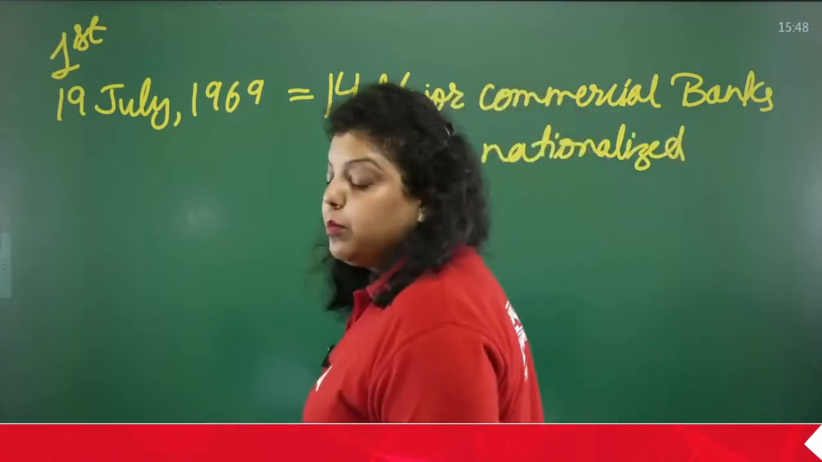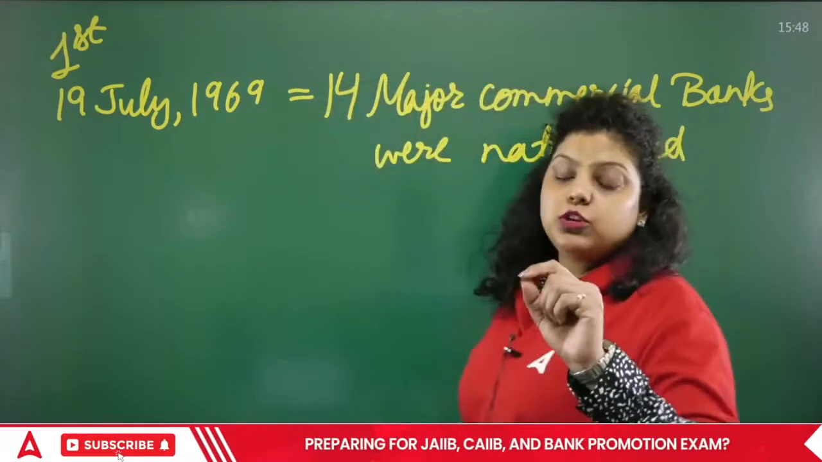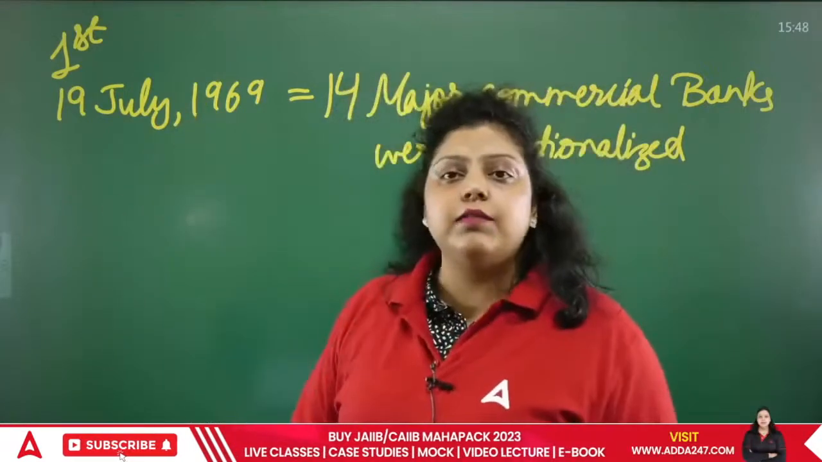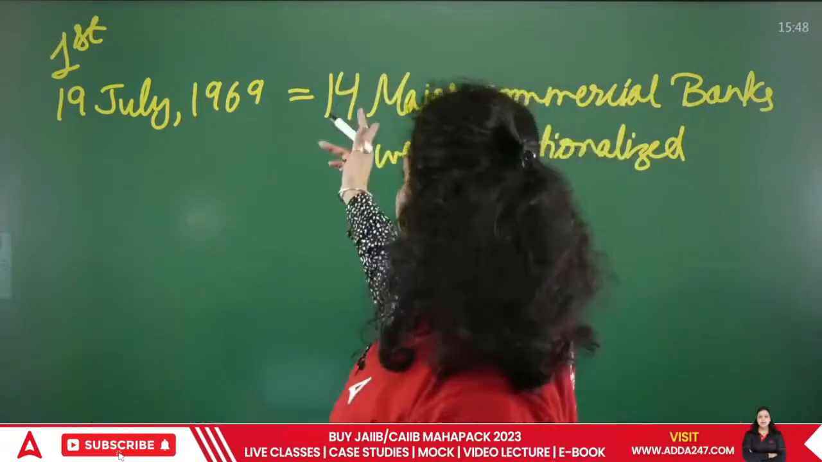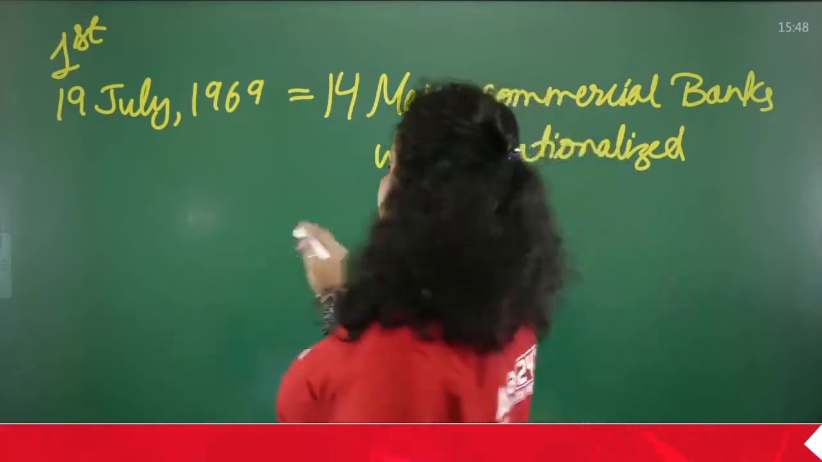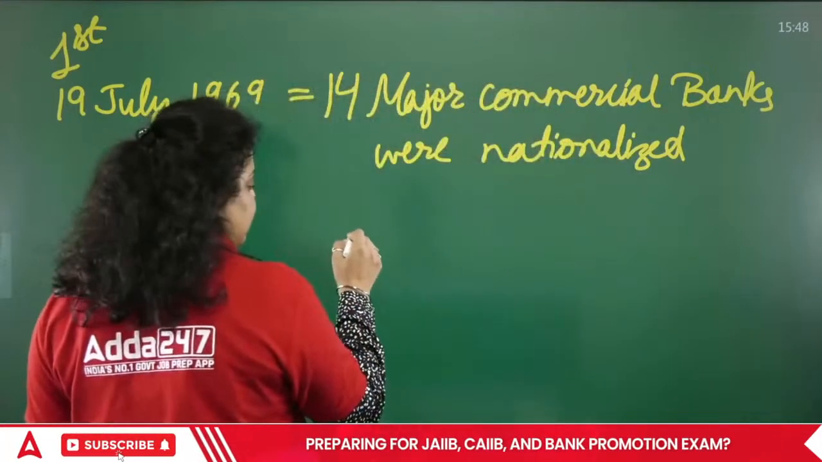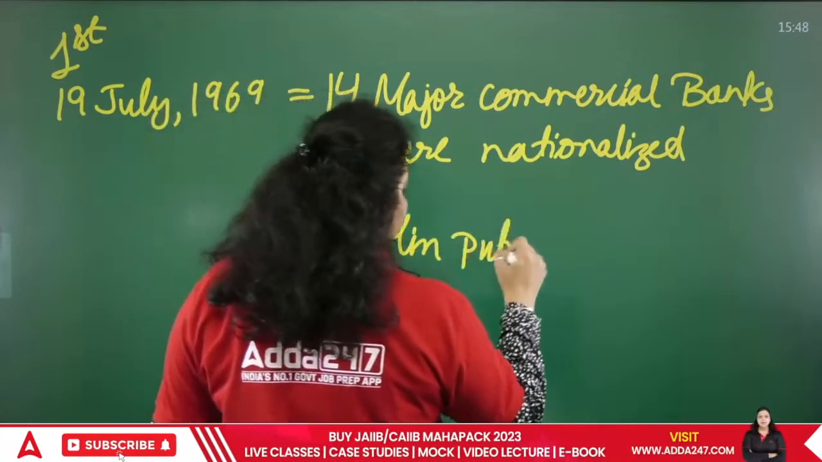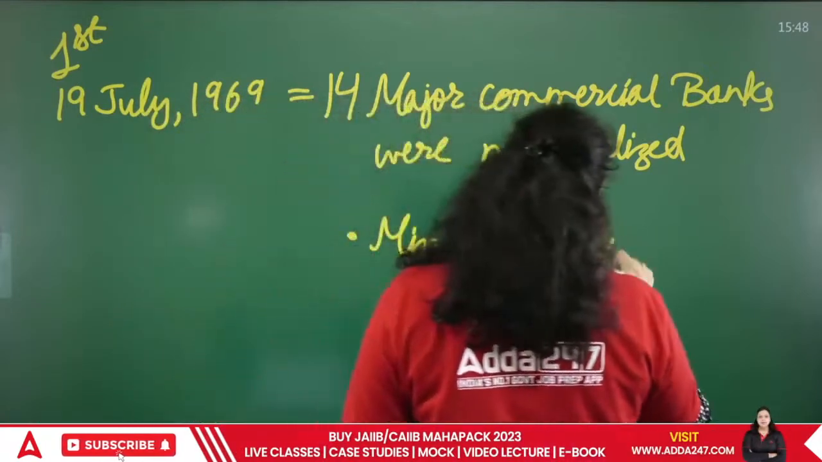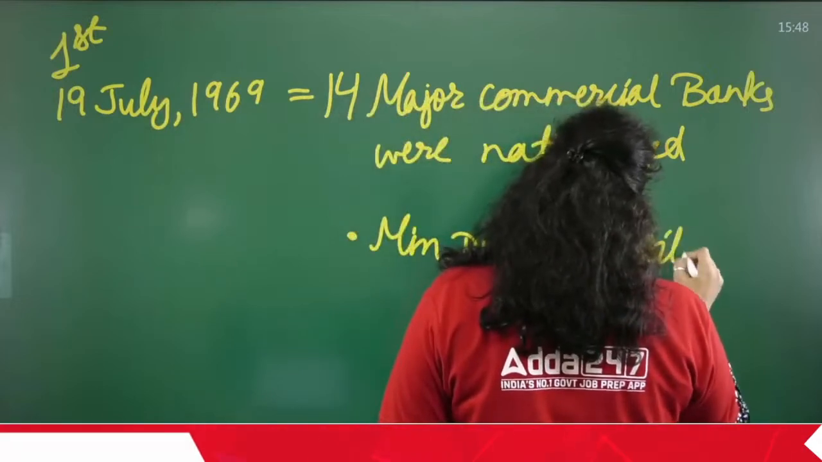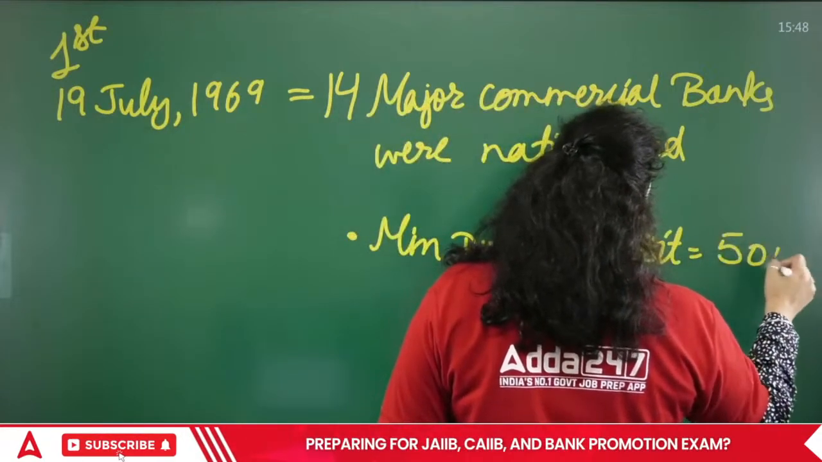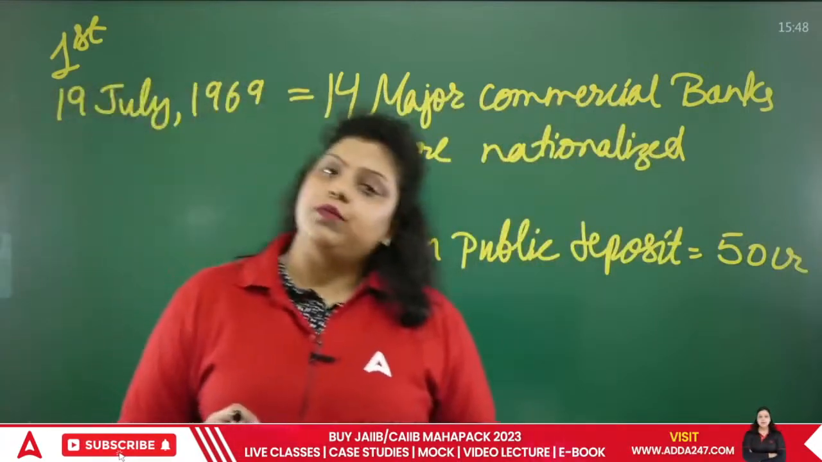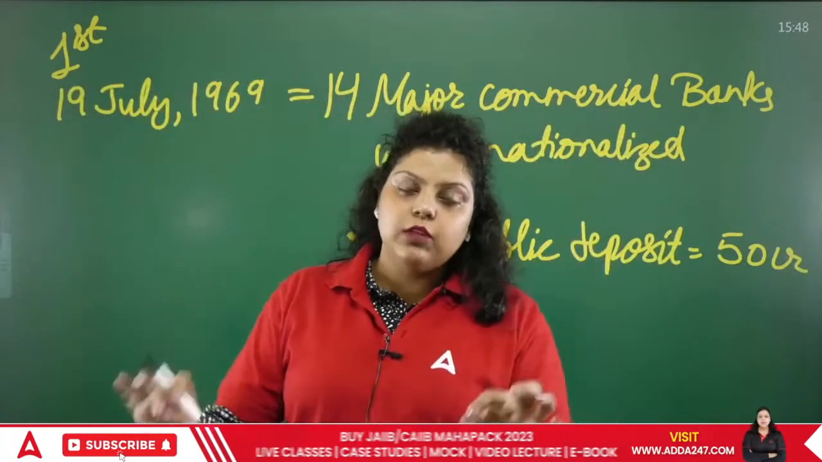Because if I talk about banks, the first Bank of India was established in the year 1770. From 1770 to 1969, we had hundreds of banks, but only 14 banks were nationalized. The reason is that there was a condition: the minimum public deposit should be 50 crore. So the government said those banks that have a minimum of 50 crore public deposit will be nationalized.